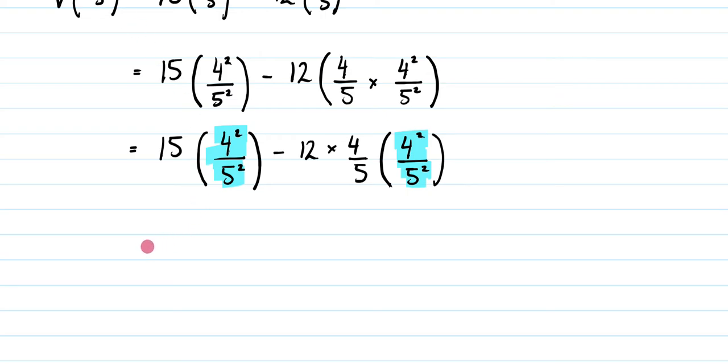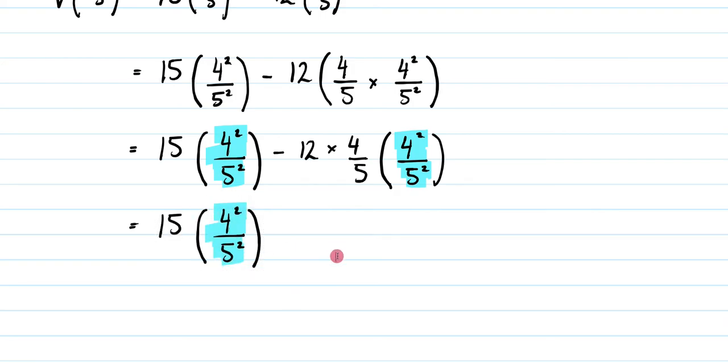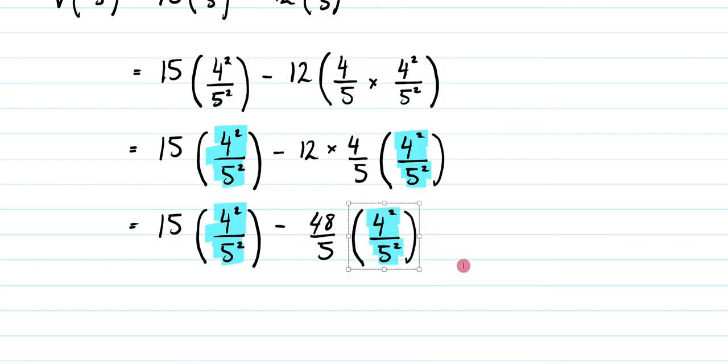I'm going to get 15, and can I cheat here a bit? Let's do a bit of cheating. I'm going to come here and just copy this down. That's going to stay the same. And then over here, what I'm going to get is 12 times 4 is 48 over 5. And then I'm going to end up with my common thing over here as well. It's going to be that. I bring that down. That's going to go there.